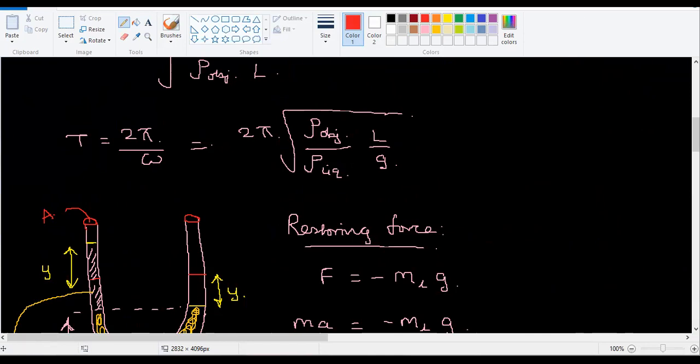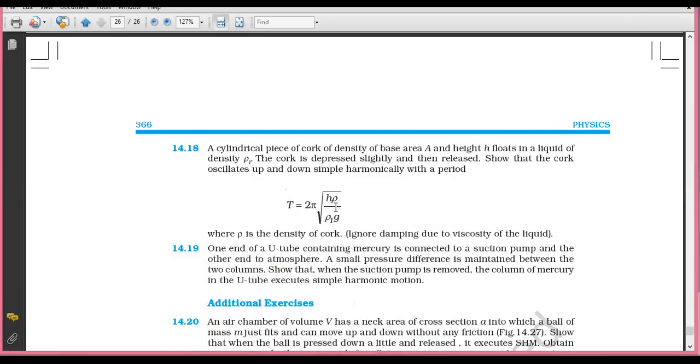So let's see if we got the same thing here. 2 pi square root of h by g times rho of the object divided by rho of liquid.